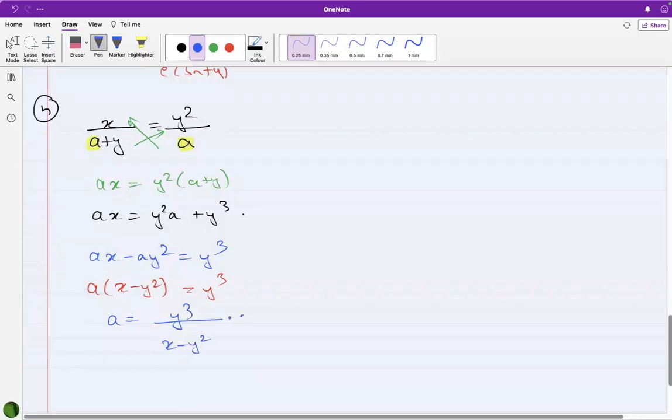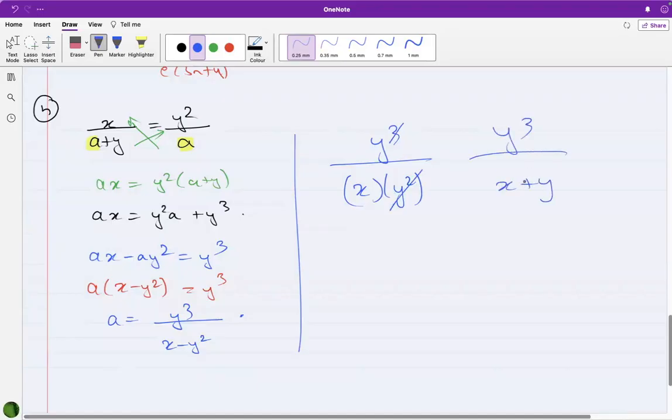And then can you simplify the y's? We cannot, because this is a difference. Y cube over x multiplied by y square could be simplified, but y cube over x plus y or anything, because of this positive sign, you cannot cancel out the numerator and denominator.